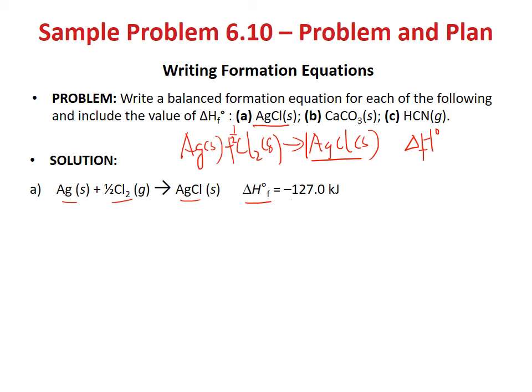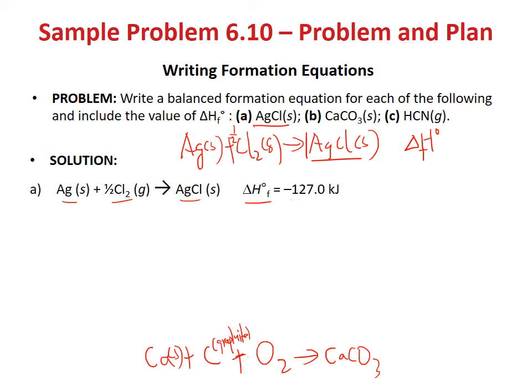The next one is calcium carbonate, and the formation of calcium carbonate is from its elements, which are calcium, carbon, and oxygen, in the most stable forms. Calcium is solid, carbon is graphite, and oxygen is O2. Then you add all these together and balance it.